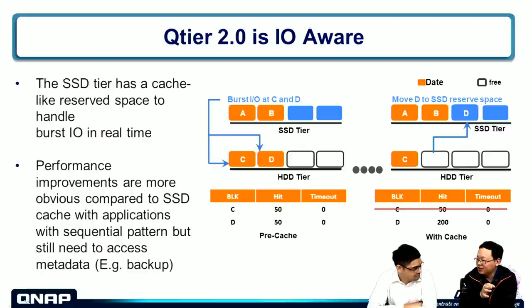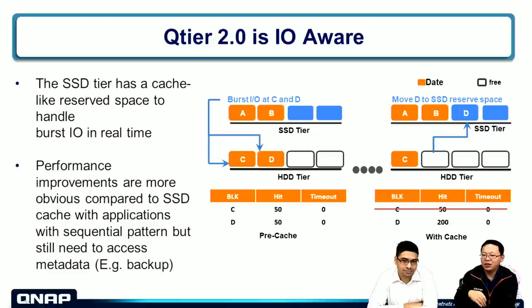In QTier 2.0, we improved a lot, especially for I/O awareness. Why I/O awareness? See this diagram, especially the D block. We found some interesting customer feedback: some backup software use a database, or what we call metadata, to improve their backup performance. You can imagine the metadata is stored in the D block, but for QTier 1.0, the DB part would be moved to SSD space maybe after 1 hour or maybe after 1 day. So it's a little bit too slow.